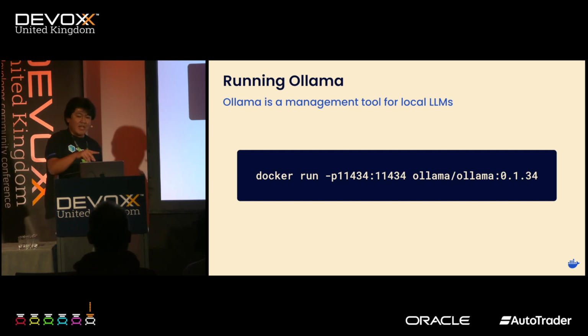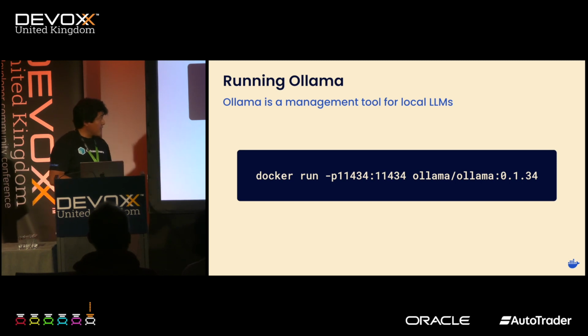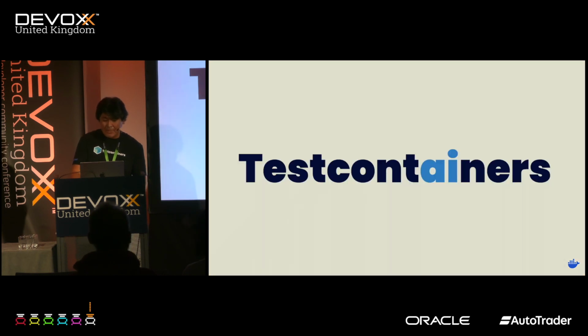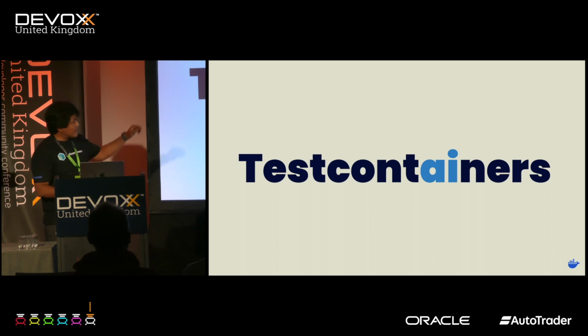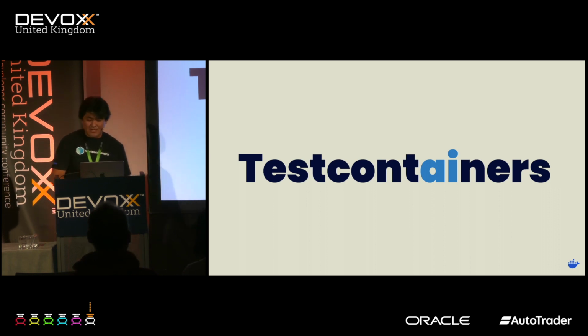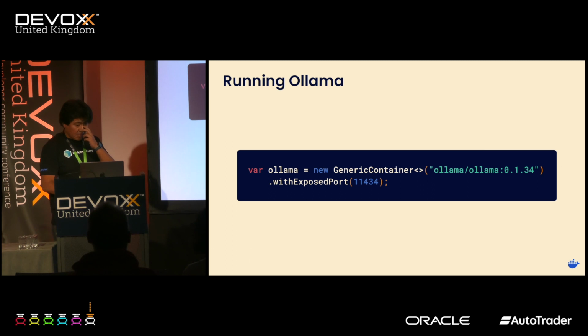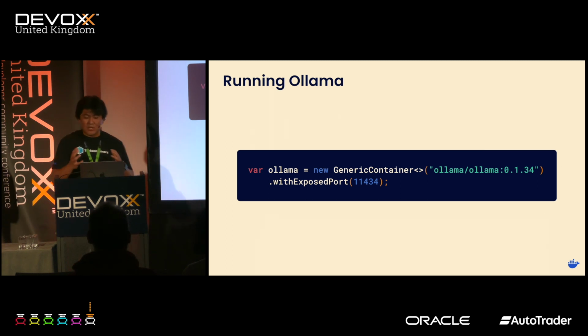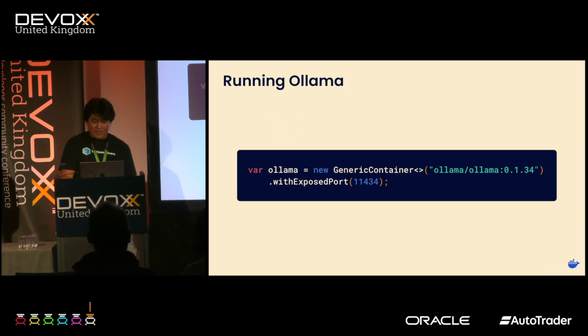for example. Ollama is a management tool for local LLMs, and this is the CLI command that you need to execute in order to run Ollama. But there is also Testcontainers, and as you can see, Testcontainers has the AI already in there. So it's perfect also for the GenAI world. In order to run Ollama, you can use Java code. With the generic container, you say this is the image that you want to use, and the exposed port.